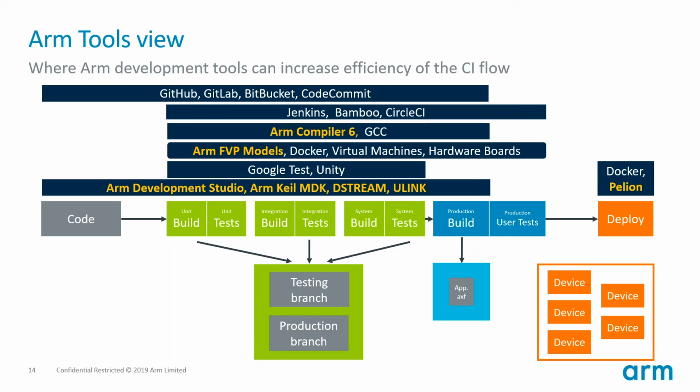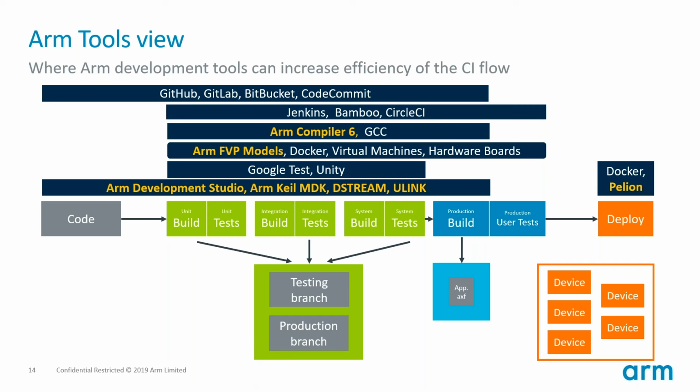Next up is the CI master, the framework that runs all of these builds and these tests and organizes them. That can include Jenkins, Bamboo, CircleCI. There's many options here as well, from open source to proprietary. Next up is the compiler that's used to build the test software for these various tests. That can include things like ARM Compiler 6 or the open source GCC.